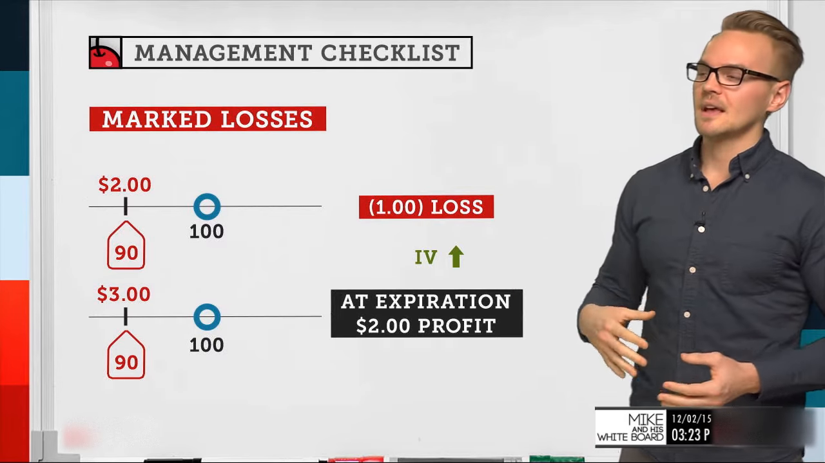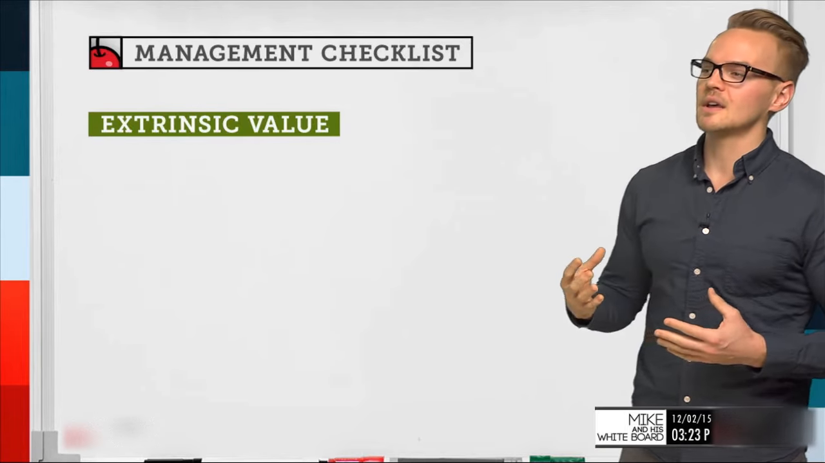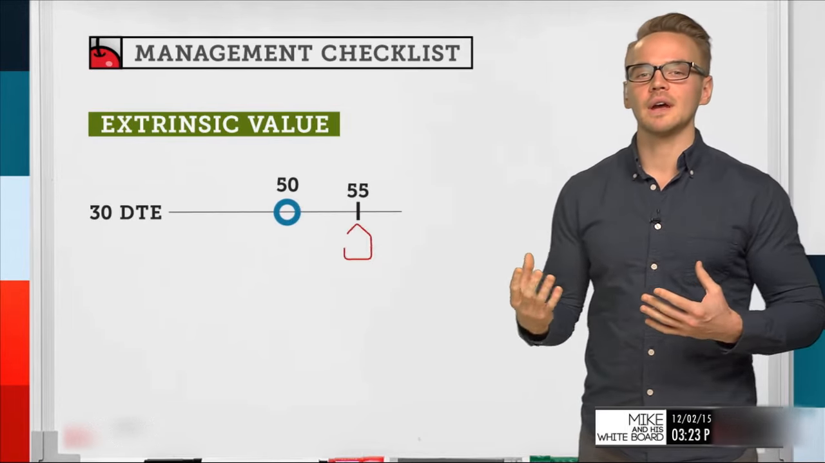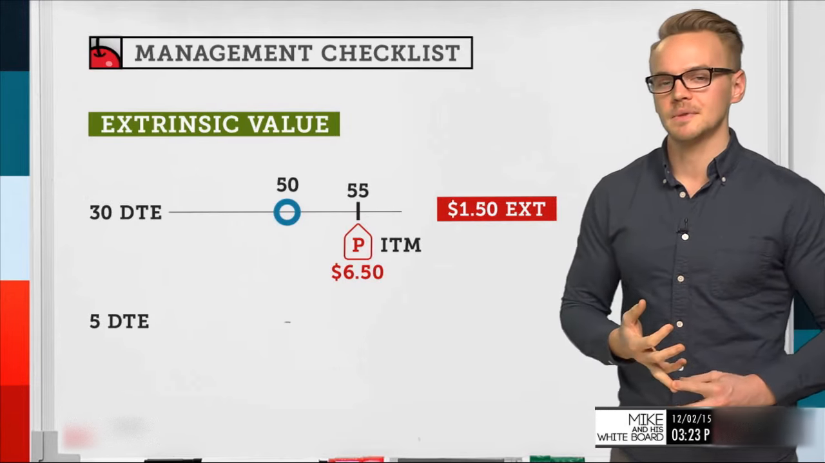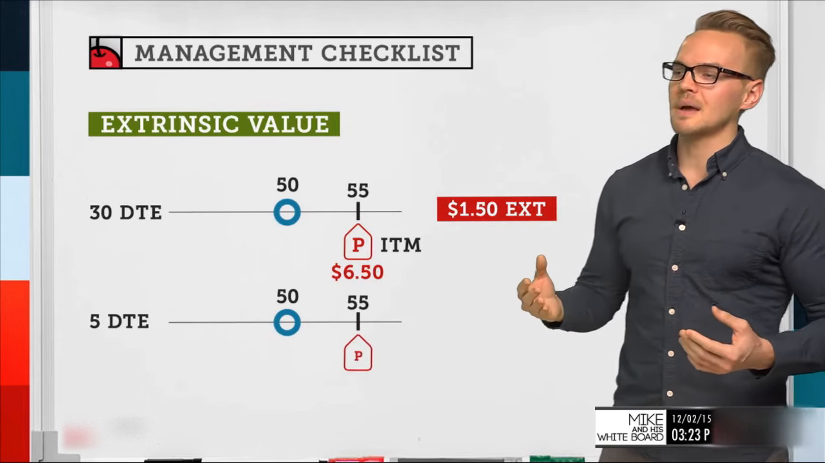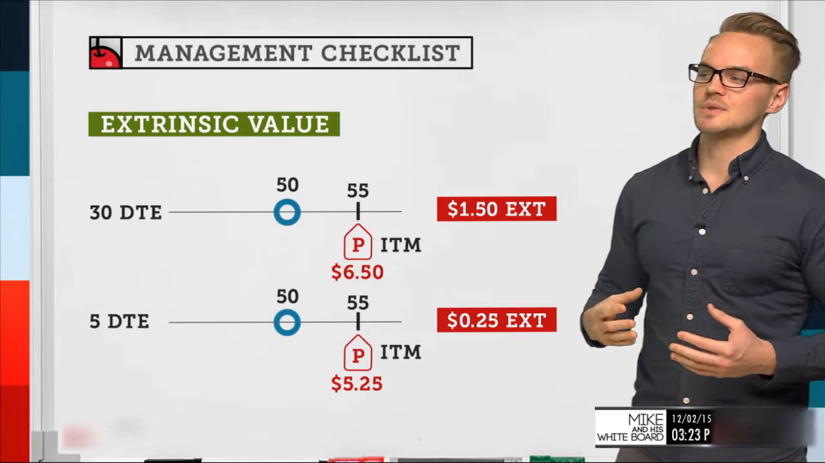On the next slide, we're going to break down extrinsic value, and we're going to talk a little bit about what we're looking for and what sort of things might trigger me to roll something or close something. So when I'm looking at managing trades and closing trades, I'm going to be looking at extrinsic value.